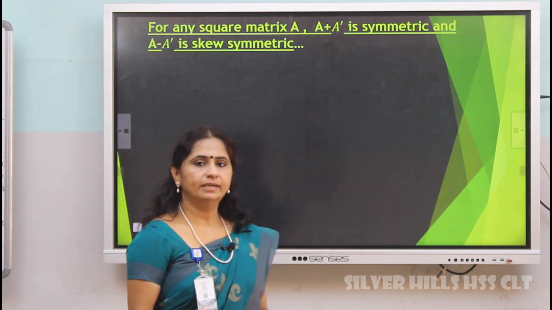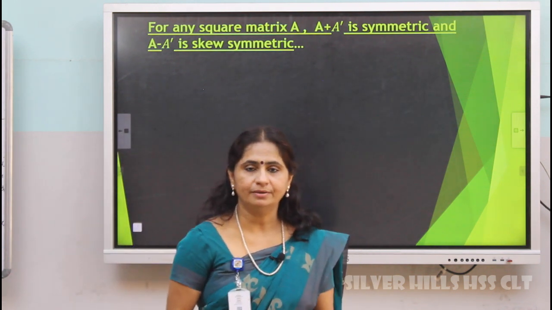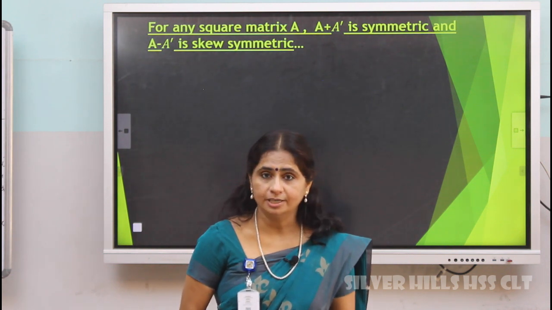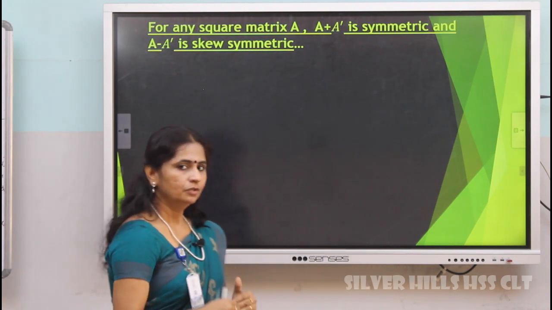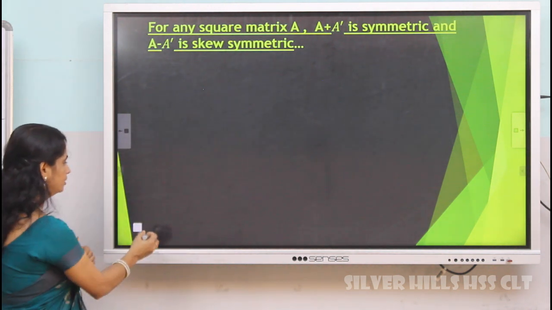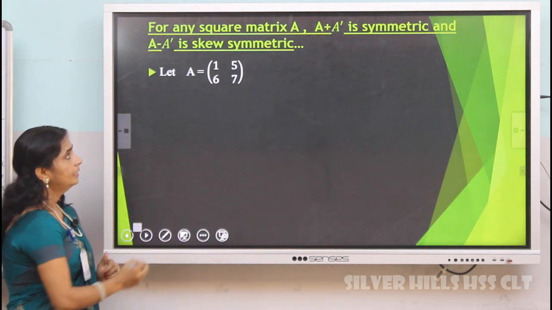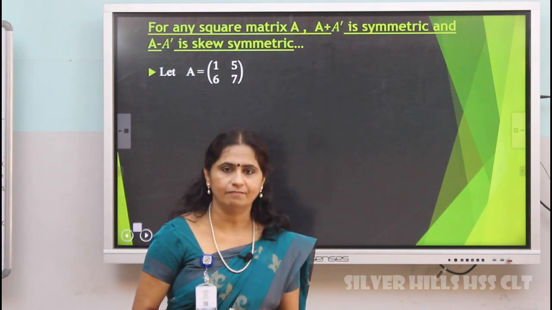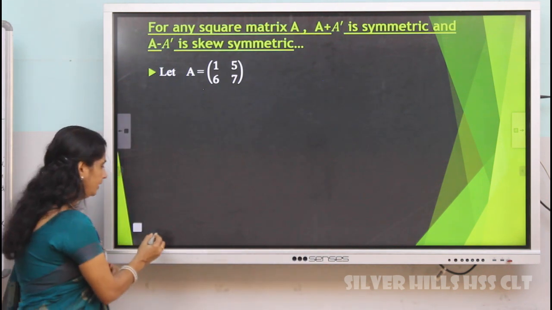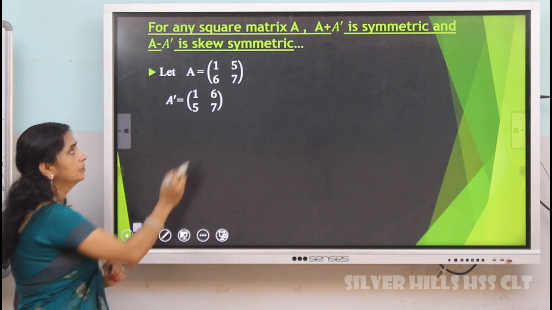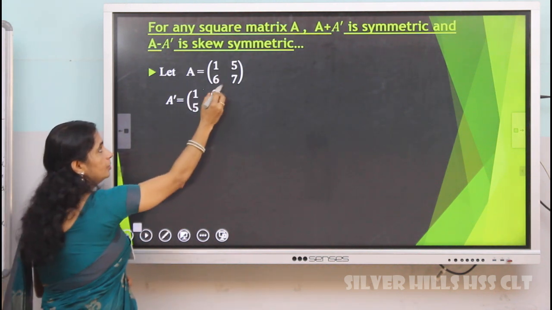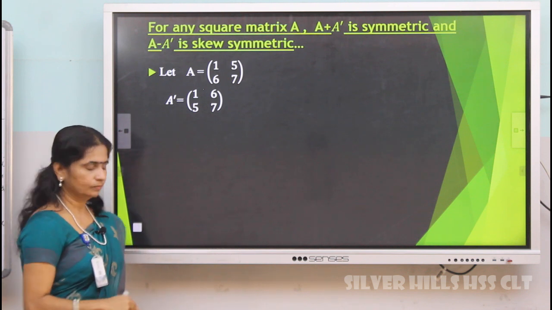Next, we will prove a theorem: for any square matrix A, A plus A transpose is symmetric and A minus A transpose is skew symmetric. First, let me take an example to prove this. Let A be the matrix 1, 5, 6, 7. Then A transpose is: the first row becomes the first column, 1, 5. The second row becomes the second column.